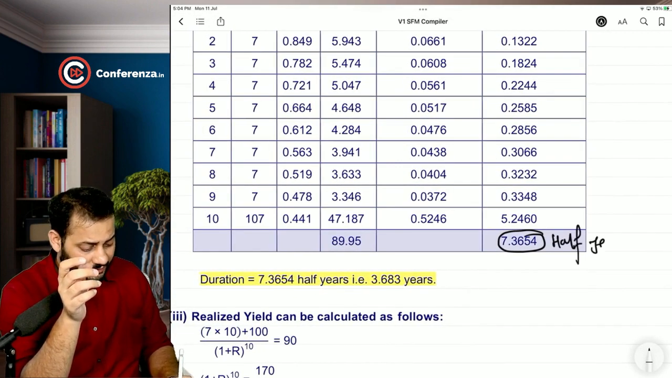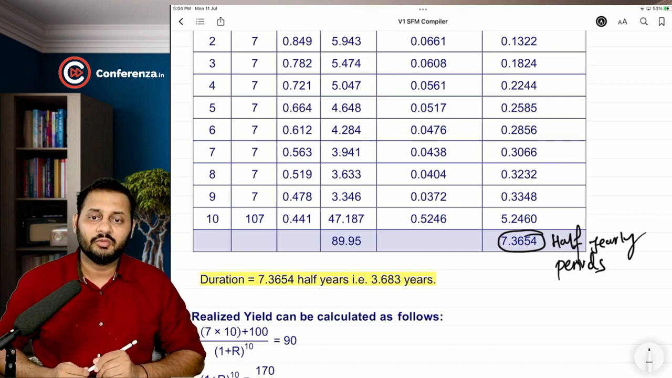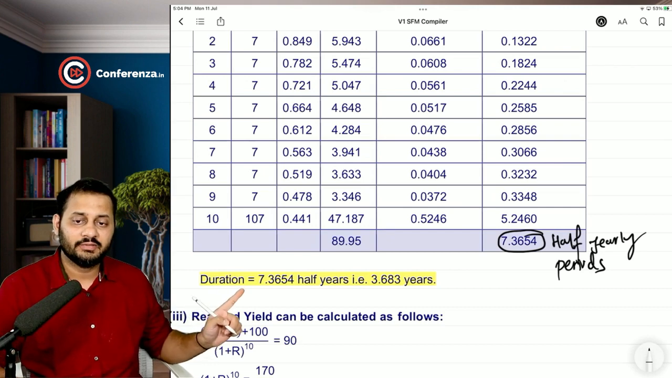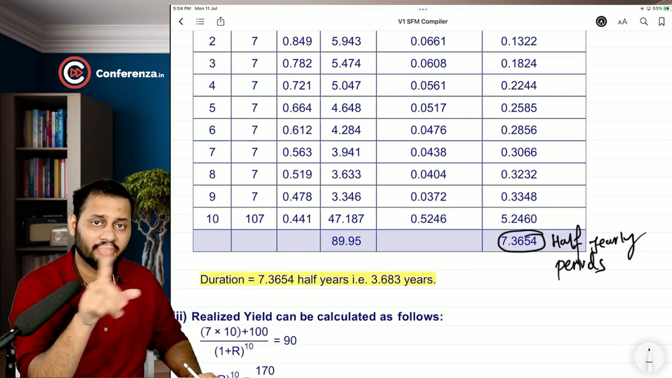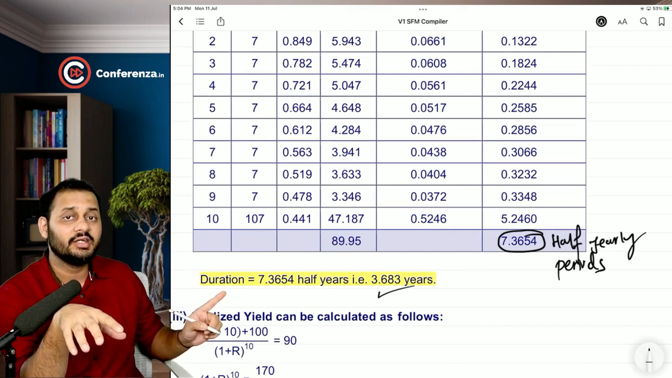These are half yearly periods. Write down half yearly periods. So you will have to cut it down by half. Duration is 7.3654 for half years, not years, half years. So cut it down by half and you will get the yearly calculation.